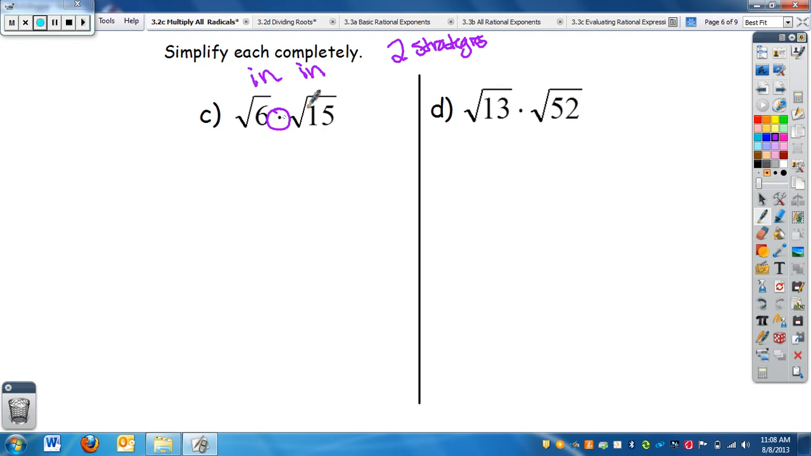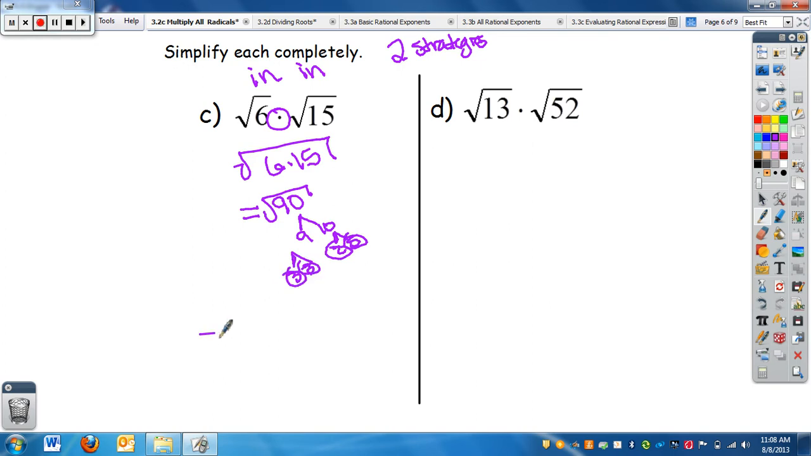So you have 6 times 15. So I can multiply. This is the same thing as 6 times 15. Well, 6 times 15 is 90. Well, square root of 90 breaks down to 9 and 10. 2 and 5 are both prime. 3 and 3 are both prime. So 3 gets to go out. 10 has to stay in there from the 2 and 5.